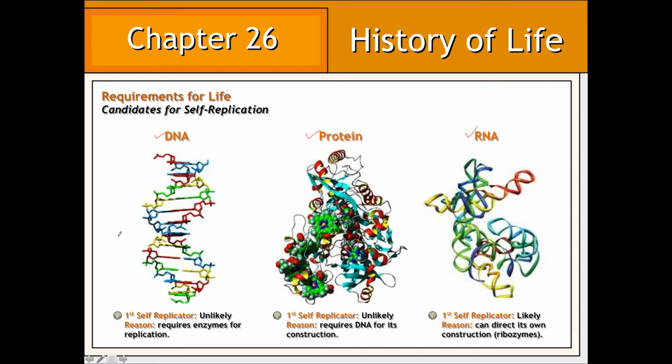With regards to DNA, it is unlikely that it would have been the first self-replicating molecule to appear, simply because it requires enzymes for its replication, so it could not have existed prior to the existence of enzymes. With regards to protein, it is also unlikely that it was the first self-replicating molecule, because it requires DNA for its assembly. So therefore, it could not have existed prior to the existence of DNA.